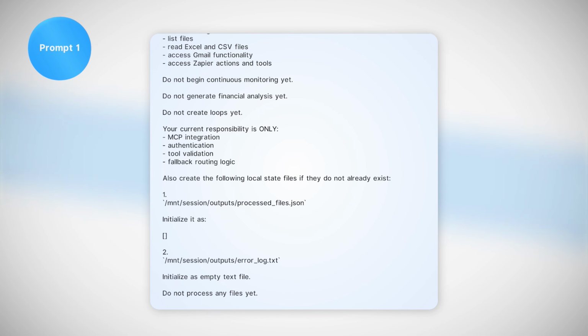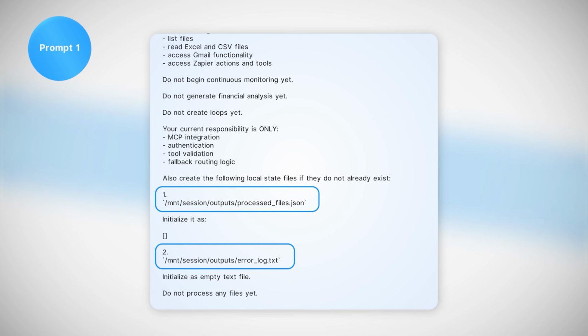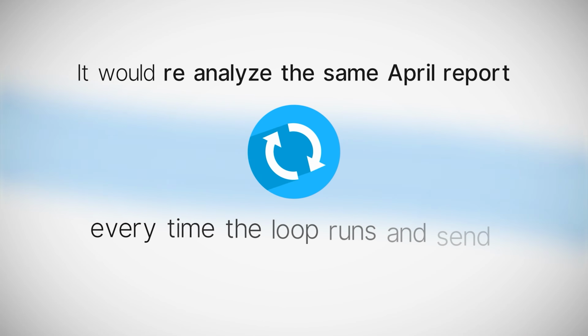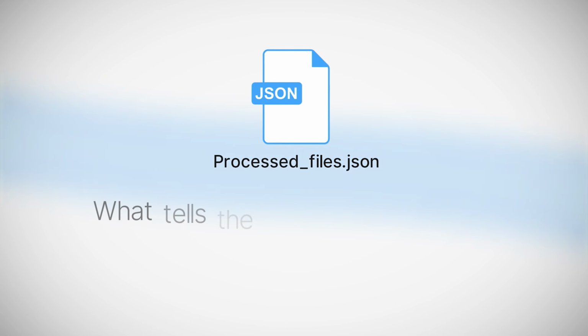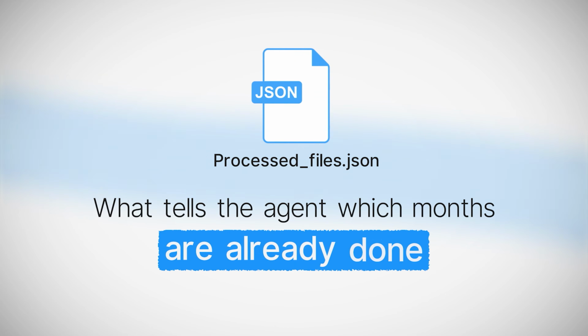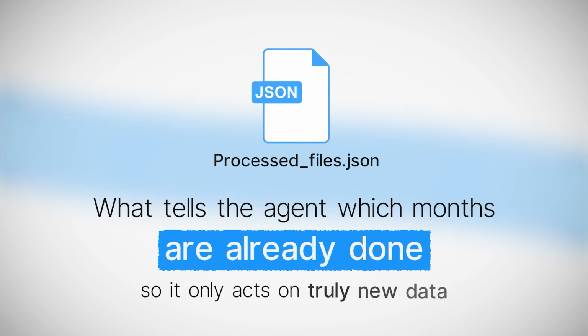Then it creates 2 local tracking files before doing anything else. One of those files is a JSON that tracks which monthly reports the agent has already handled, and the other is an error log that captures anything that goes wrong during execution. The state file is the part that makes the workflow stateful. Without it, the agent has no memory between cycles. It would reanalyze the same April report every time the loop runs and send the same email forever. The processed files JSON is what tells the agent which months are already done so that it can only act on truly new data.